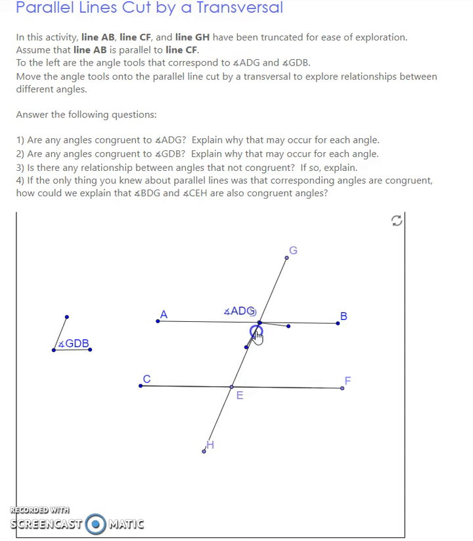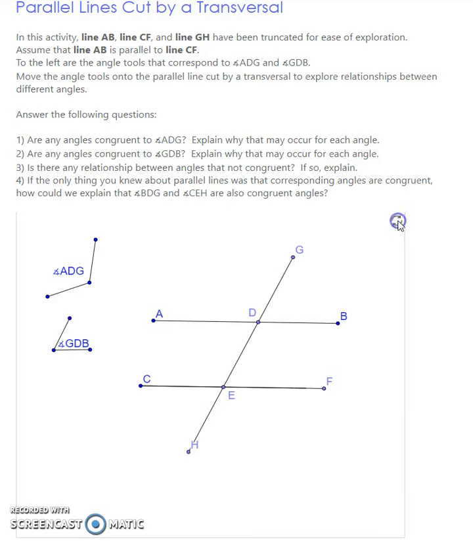And then there's one more. Let me grab this and I shift it up here. And I can say EDB is also congruent, and that's because that's a vertical angle to ADG. Alright, so let's get that. I'm going to reset it here.